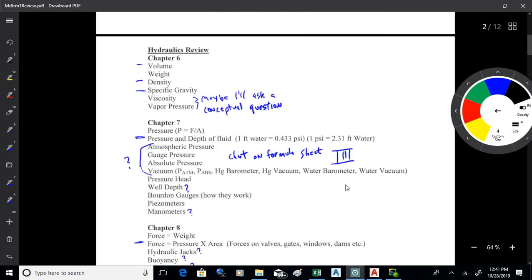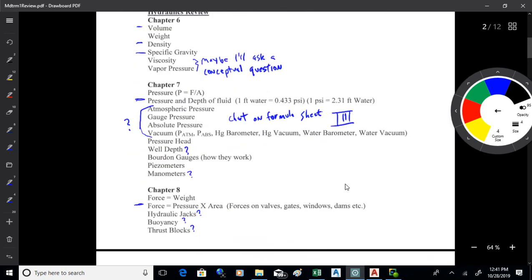All right, so if you're looking this stuff over, be sure that you can do the stuff that I've marked with those little lines. You want to be able to calculate a volume. Remember to use the radius when you do that, right? If you've got a circular tank. Density and specific gravity. Pressure and depth of fluid. Now this one, there's a couple things I'll mention on this, with this pressure and depth of fluid.